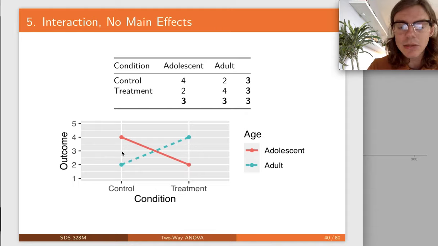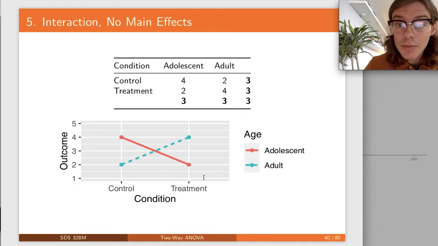But if you zoom in and see, wait a minute, does the effect of treatment differ depending on age? Yeah, it really does. There's an interaction, right? Treatment helps adults, hurts adolescents. And it does so equally so that when you average over them, they look the same.